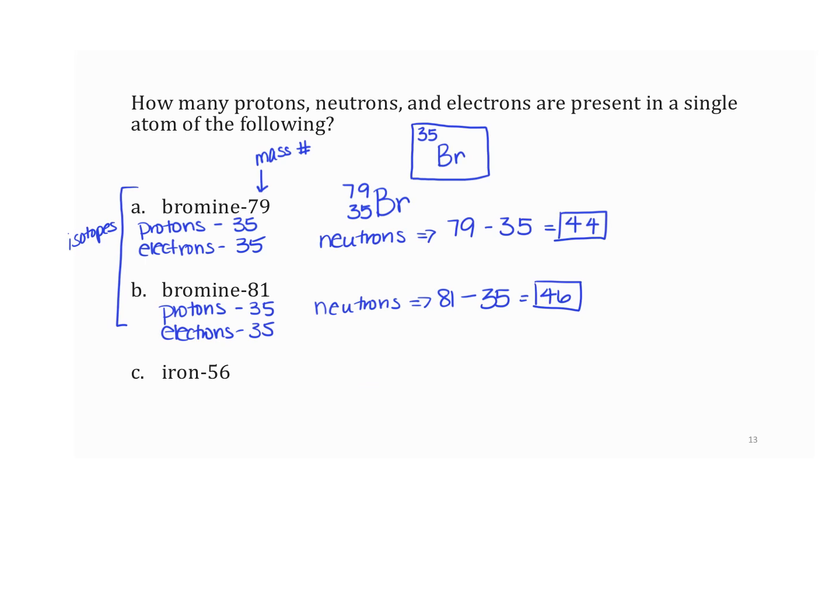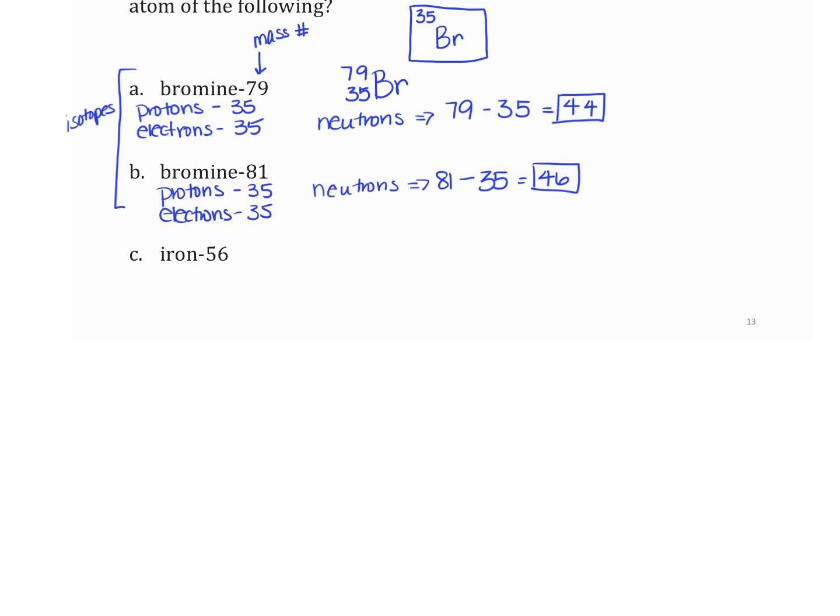Let's look at iron. So again, great time to pause the screencast if you want, and work this on your own. So when I see iron 56 here, and I'm trying to figure out the number of protons, electrons, and neutrons, the first thing I need to do when I have this particular form is go to my periodic table. So I go to my periodic table and I look for iron. Iron is in the middle of the periodic table. It's the 26th element. And so you'll see that there. So iron has a 26.